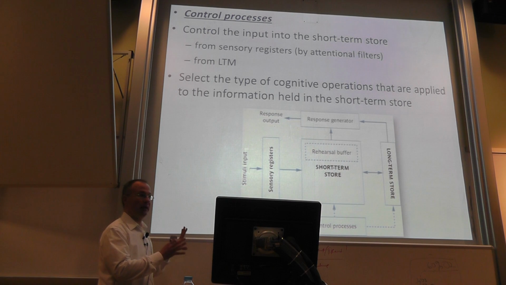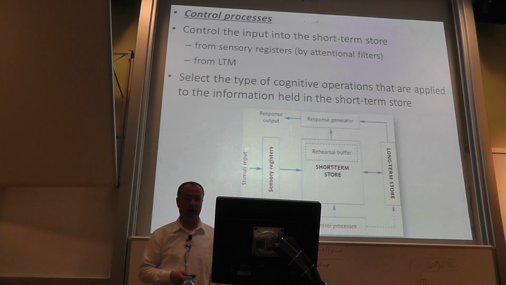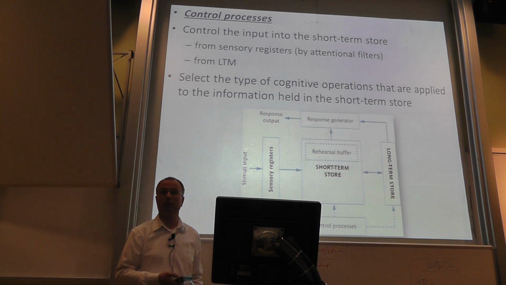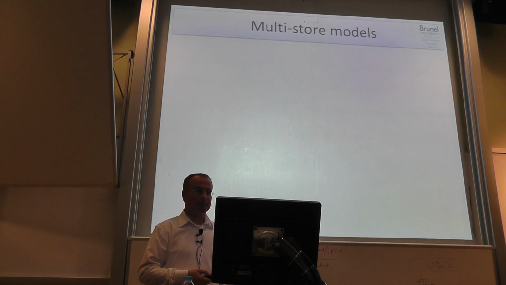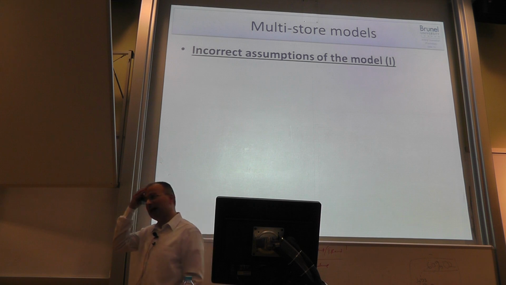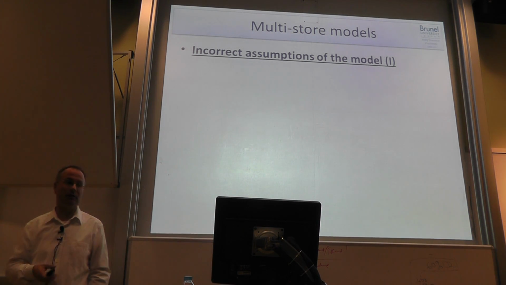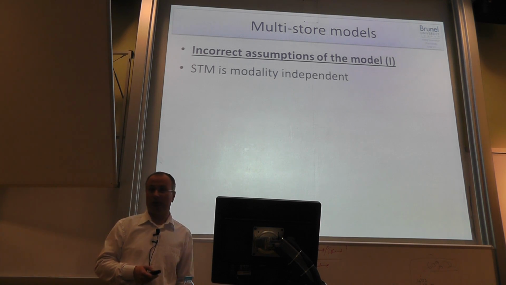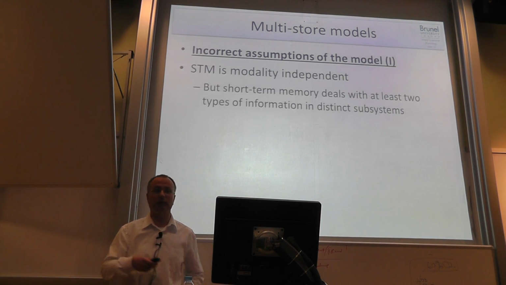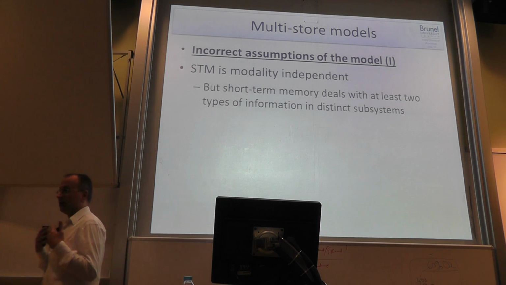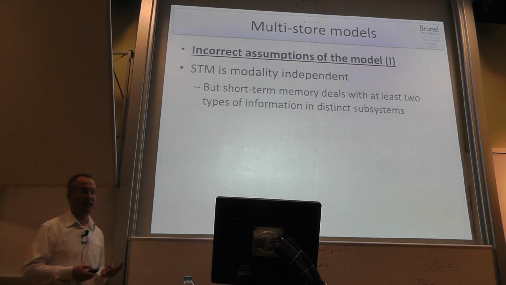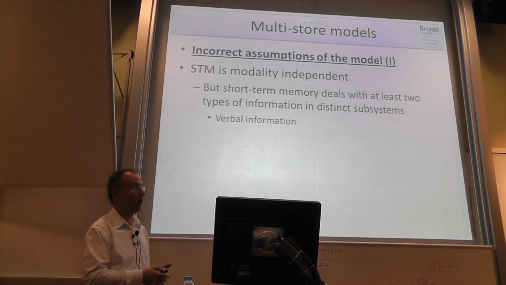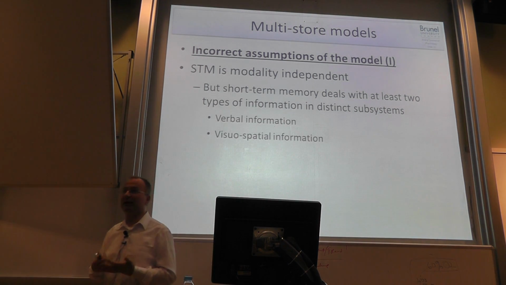So that's their basic information processing model, where memory, and in particular short-term memory, has a very central role. However, they had a couple of incorrect assumptions. The first one is that short-term memory is modality independent, and as we will see later, we nowadays know that at least two different types of information are stored in distinct subsystems. This is verbal information and visuospatial information.